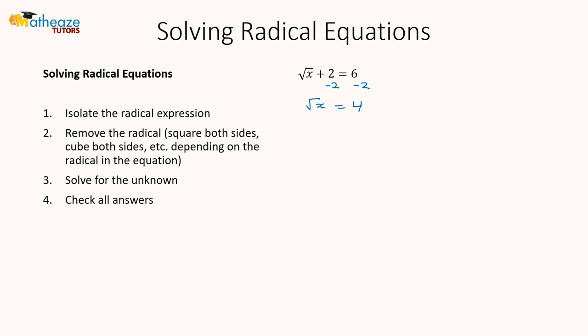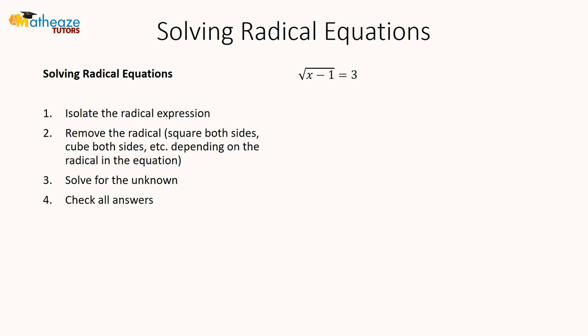Now we're going to remove the radical. Because this is a square root, we're going to square both sides to get rid of the radical. And so we see here that x is equal to 16. Let's look at another example here.